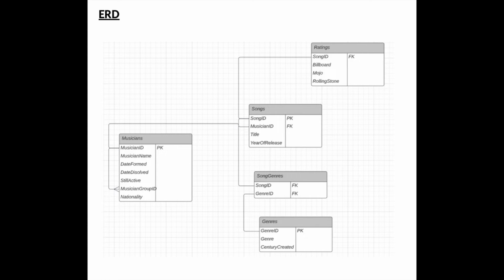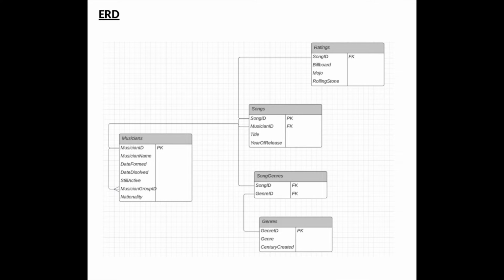There are 5 entities: songs, musicians, ratings, song genres, and genres. Song ID is the primary key of songs. I used this instead of title because many songs share the same title. The foreign key musician ID is the primary key of the musicians table.